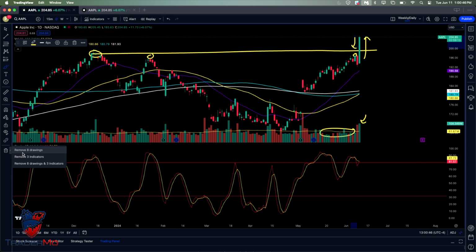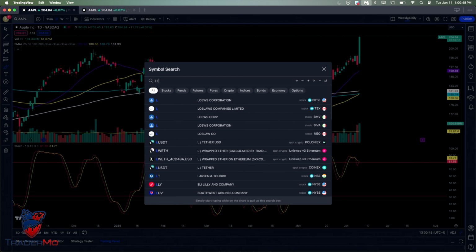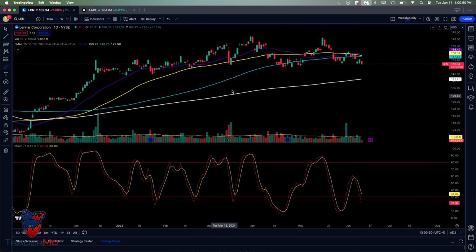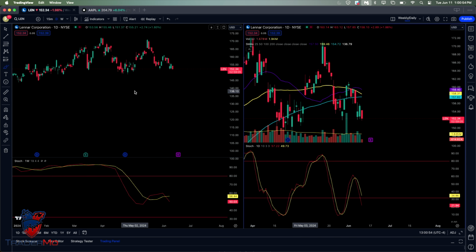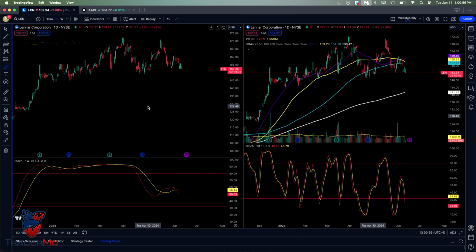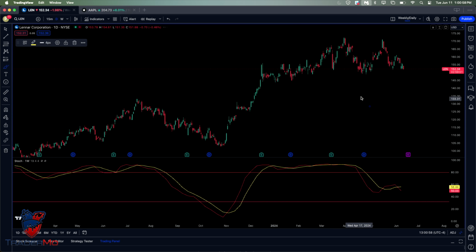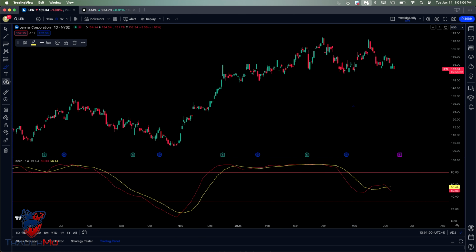Now let's go to another example, being Lennar. Lennar is a home builder, and Lennar has had a very interesting past several months, I should say. So I'm going to pull up a long-term chart here. And what you notice with the long-term chart is that you could have had a great trade. You could have come through the sweet spot very nicely.